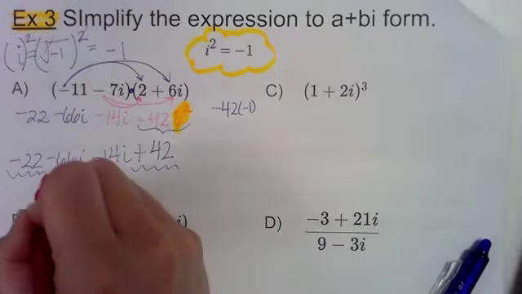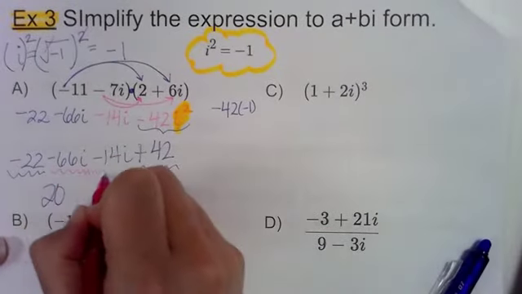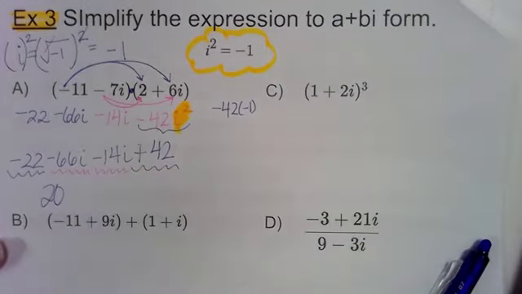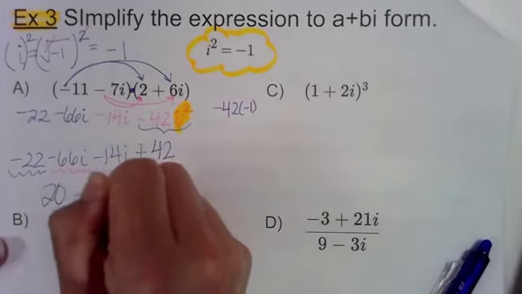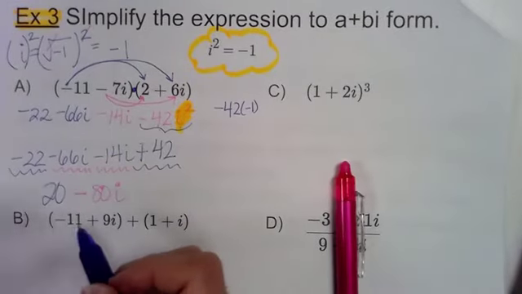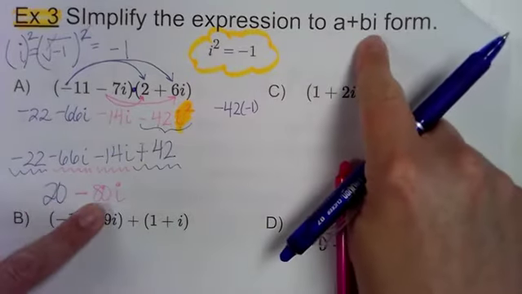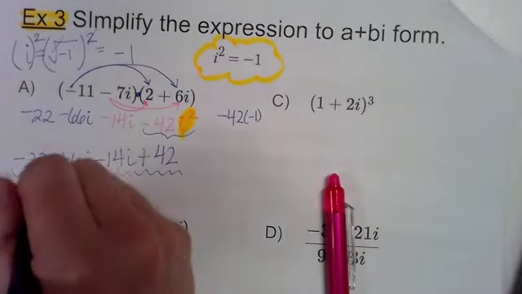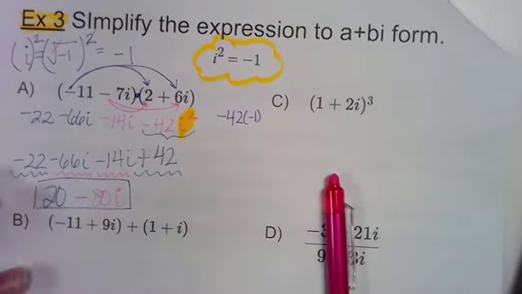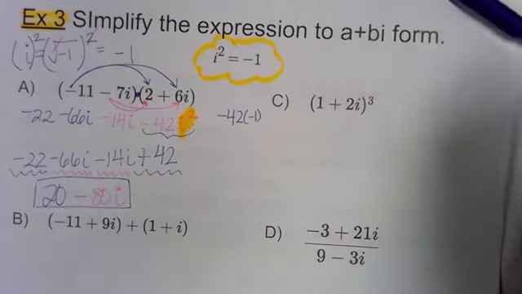And then negative 66i's and negative 14i's is a whole lot of negatives. How many negatives? Negative 80i. And that, ladies and gentlemen, is a plus bi form: a number and another number i form. Complex form. Now that's great. We can do that all day and night.